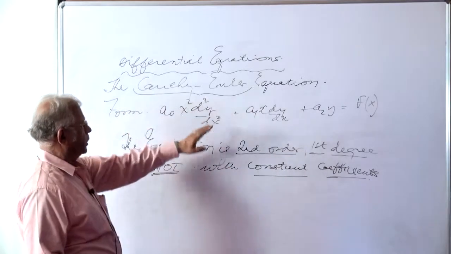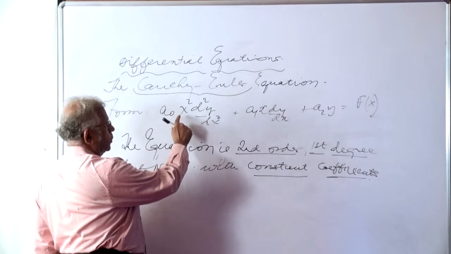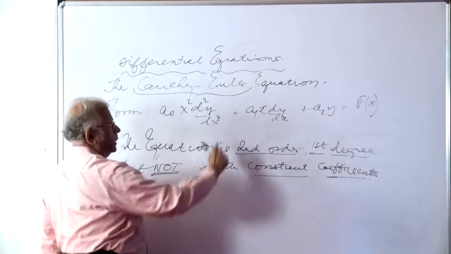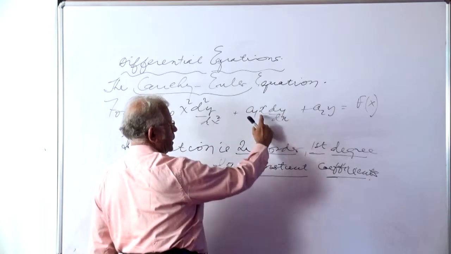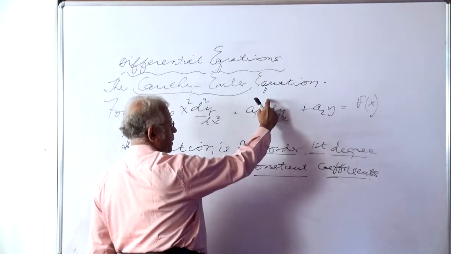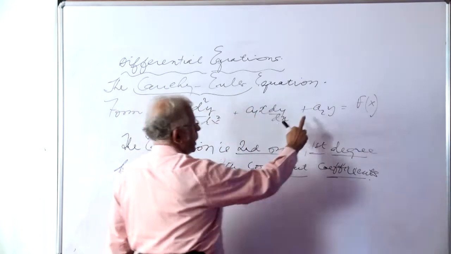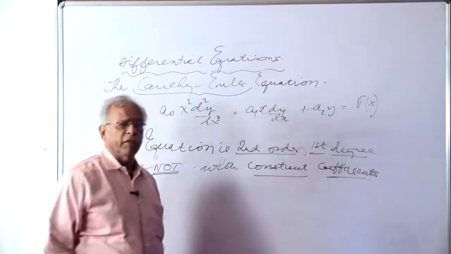But now we wish to point out that the form of the Cauchy-Euler equation is a naught into not d2y dx2 only, but there is an x squared term, a1 not only dy dx, but there is an x term, so x to the power of 1, here x to the power of 2 and d2y dx2, and a constant into y is equal to, on the right hand side, a function of x.